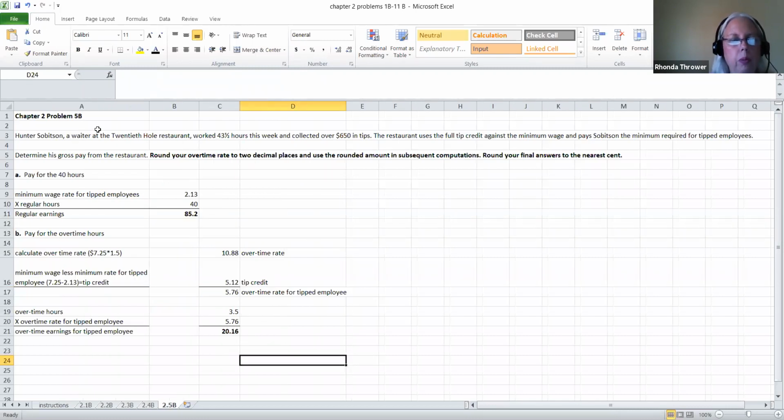In the next problem, problem 5B, and this is going to be the last problem for this video, we're going to calculate the earnings for a waiter. The Hunter Sobston is a waiter at the 20th Hole restaurant, and he worked 43.5 hours. So he's got some overtime hours that we need to be able to calculate. He worked 43.5 hours this week and collected over $650 in tips.